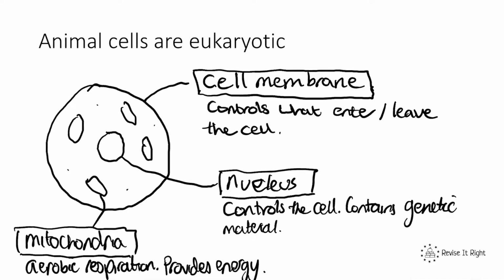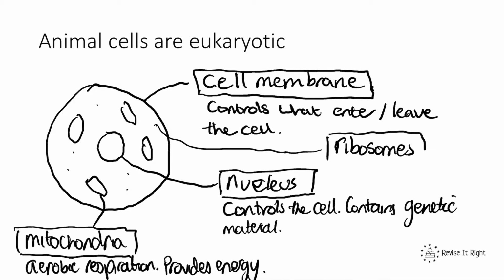Now I am drawing, as you can see here, something called the ribosomes. These are tiny and you cannot see them on a light microscope. You can only see them on an electron microscope. And it is where protein is made. So the ribosomes are where protein is made.